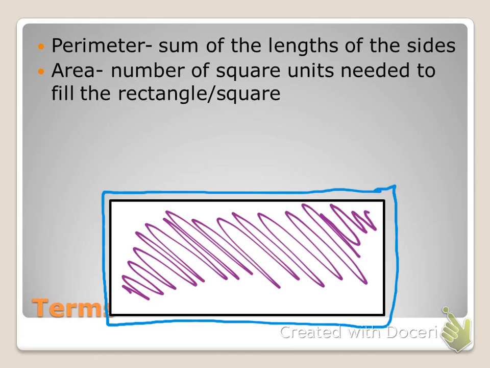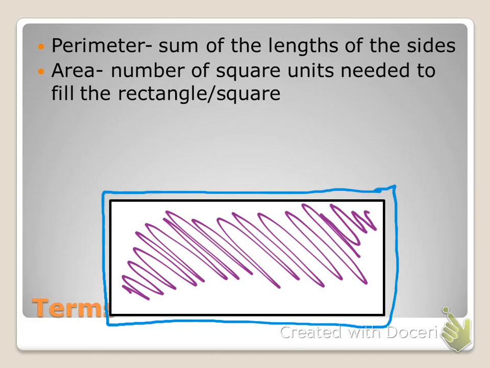So you don't necessarily have to draw the picture, but you do need to know the definitions. Perimeter is the distance around. The area is how much is needed to fill an object.